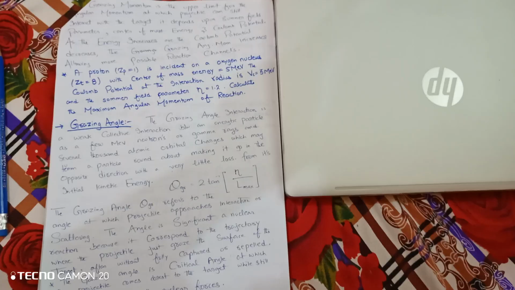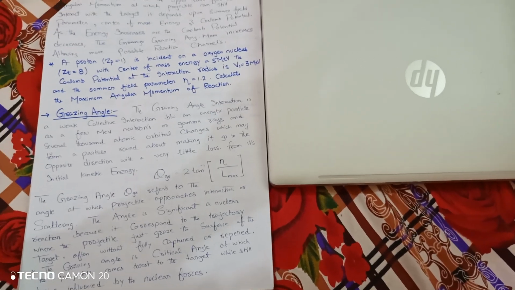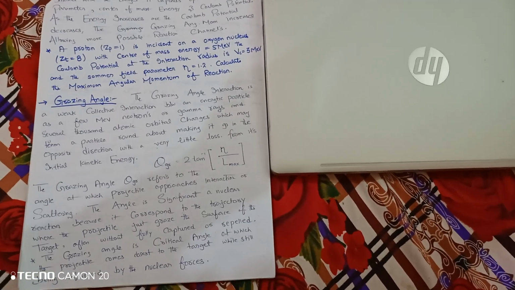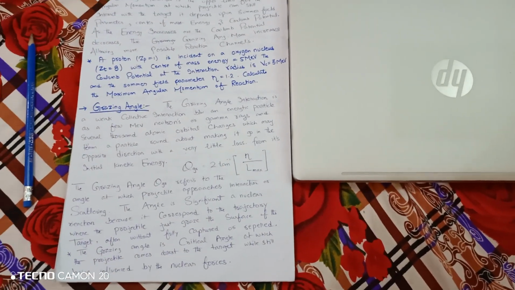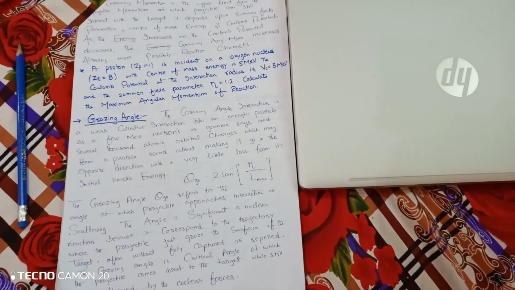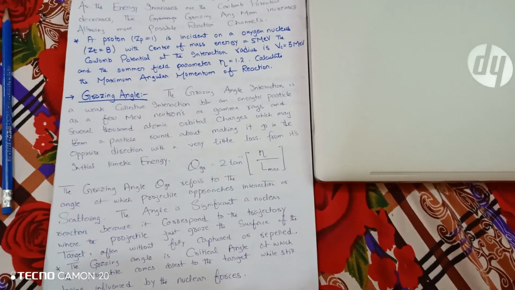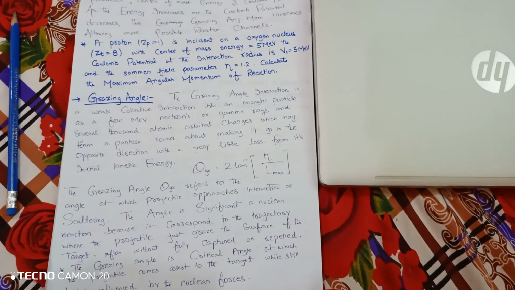As we already described the grazing angular momentum, now we have to discuss the grazing angle. What is the grazing angle? As the name stands for angle, this must be the angle of the grazing. As you know, grazing is the case in which the projectile just grazes the surface of the target.